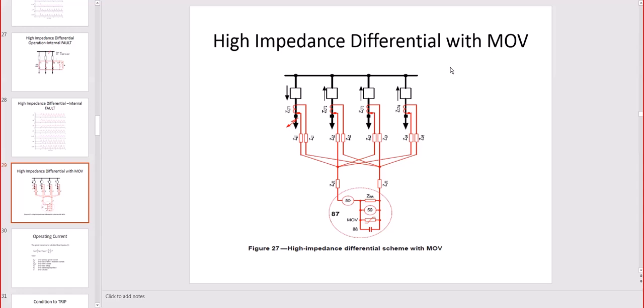High impedance with MOV. Here, as we said, this is the 50 that trips for the 87, and 59 is just an over voltage protection, and then we have the MOV protecting, and the 86 lockout relay closes for the protection of the actual relay. So that's the protection mostly on the right hand side, and then the 50 is the actual trip whenever we have a fault like the feeder fault.